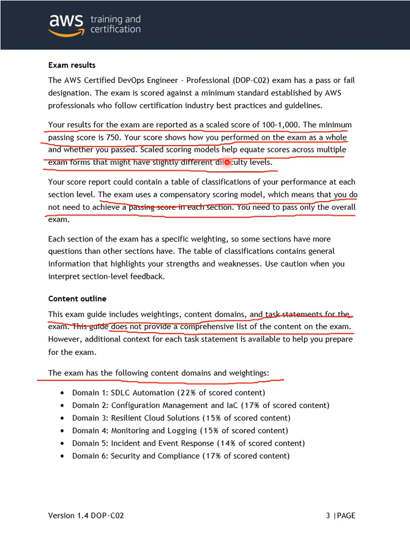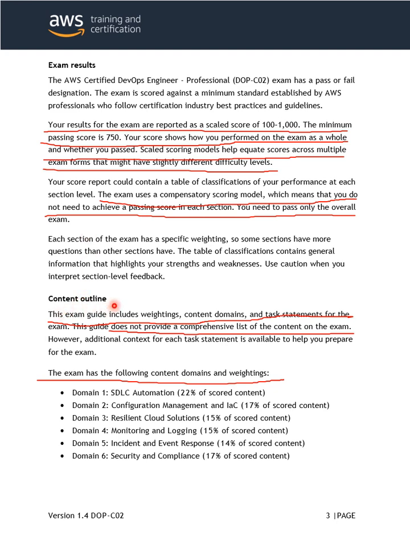The scaled scoring model helps equate scores across multiple exam forms that might have slightly different difficulty levels. The exam uses a compensatory scoring model, which means that you do not need to achieve a passing score in each section. You need to pass only the overall exam.